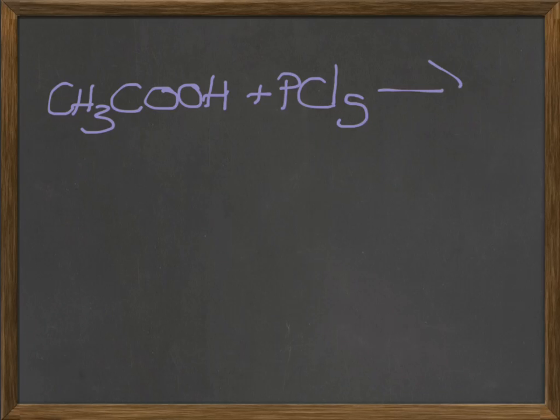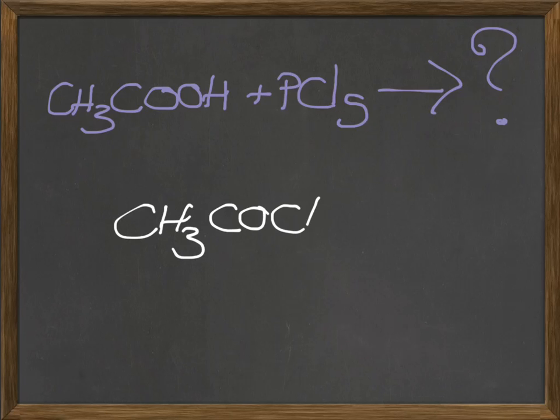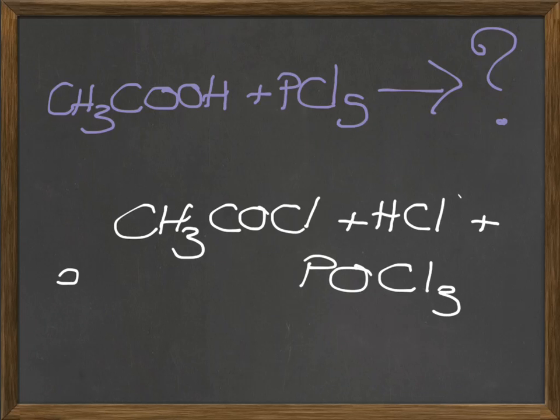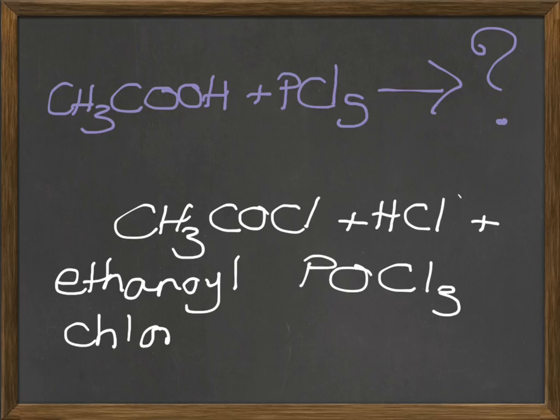All right, another quiz question. This time we're going to start with ethanoic acid, and we're going to react it with PCl5. What does that make? Okay, so pause the video, work out what you think it's going to make. Okay, so if you worked out that it made ethanoyl chloride and HCl and POCl3, you get a gold star. Well done. Okay, so that's ethanoyl chloride. That's how we name the acyl chlorides.